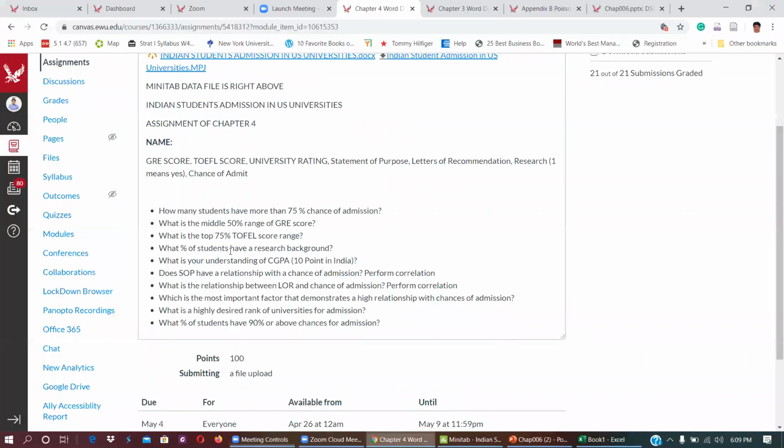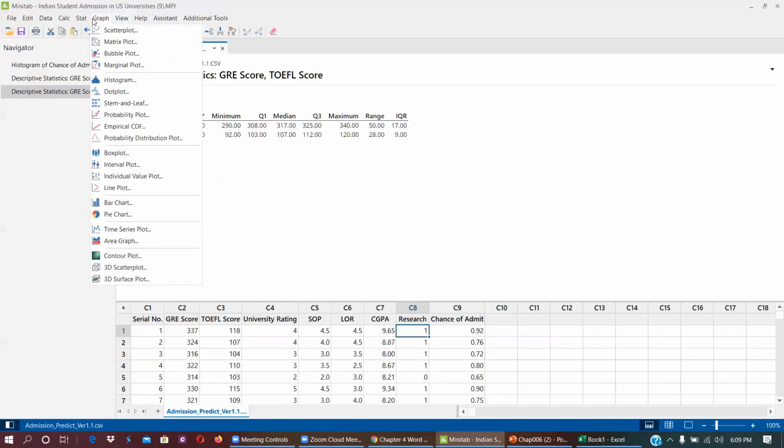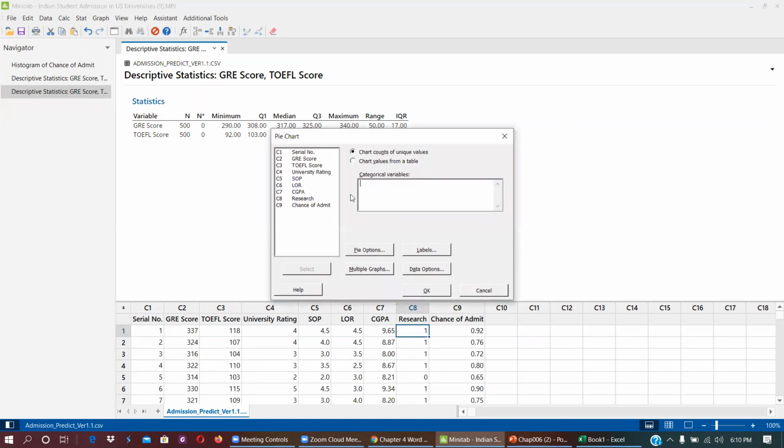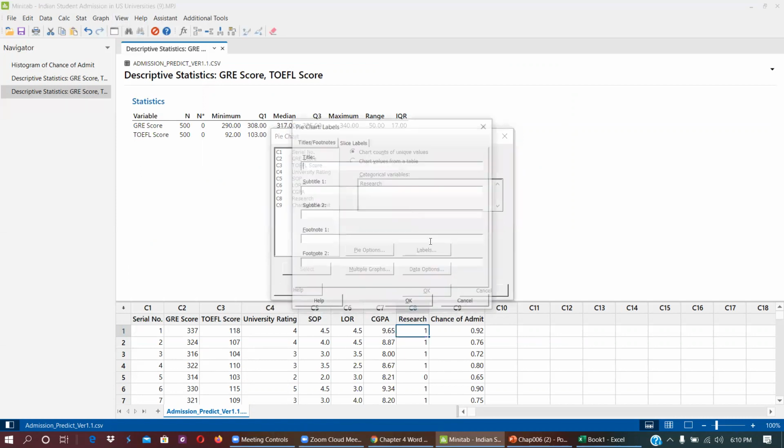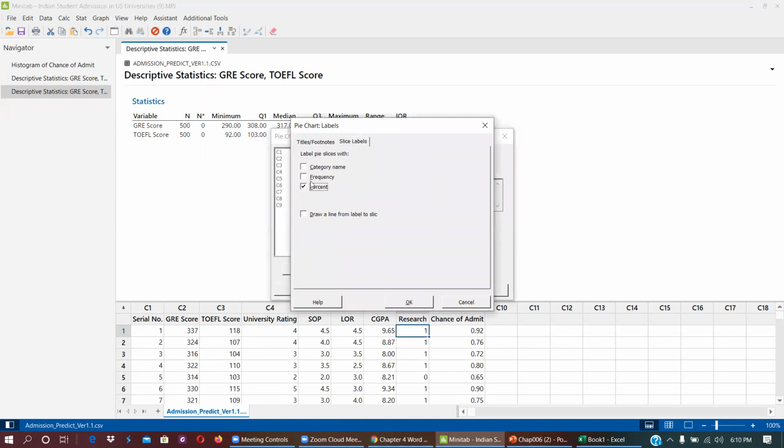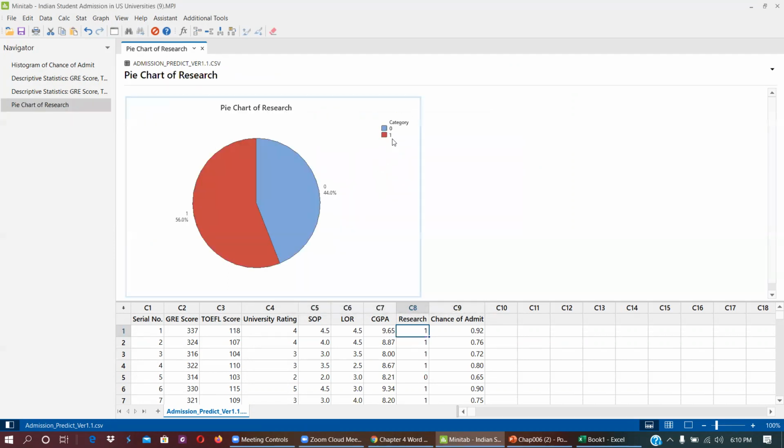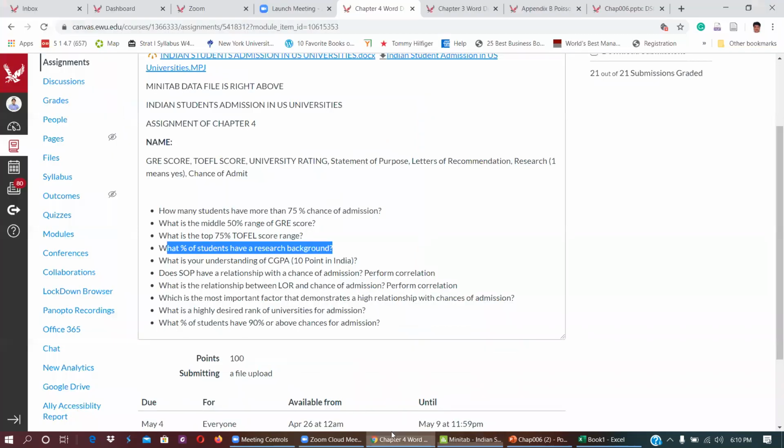What percent of students have research background? This is very simple. You just take a pie chart of graph and pie chart, and I take research and the pie. I just put the levels, and I can put the percentage, and you can clearly see 56% is research one, and 44 is non-research. So this is the answer.